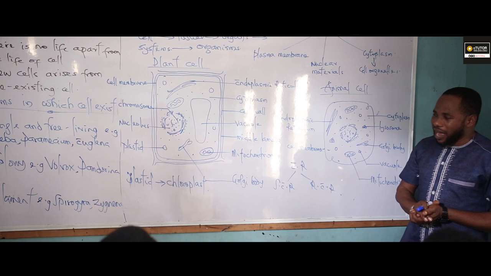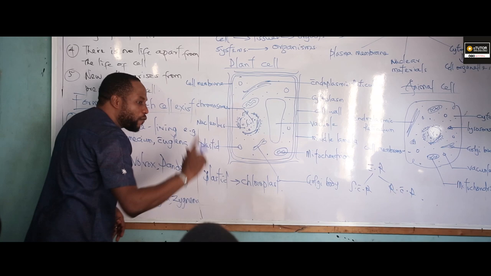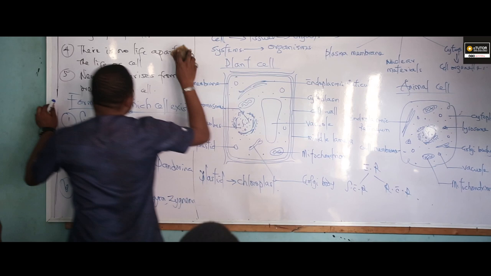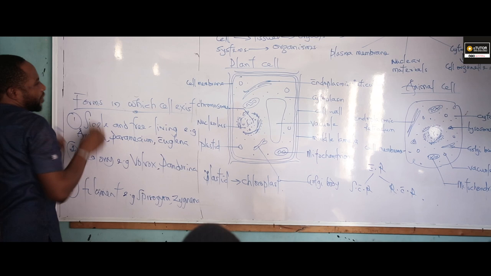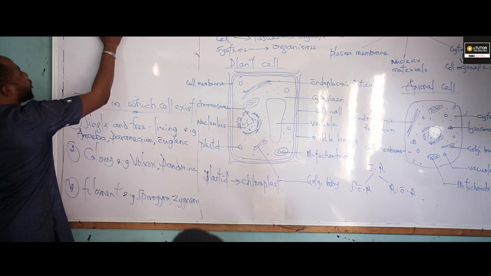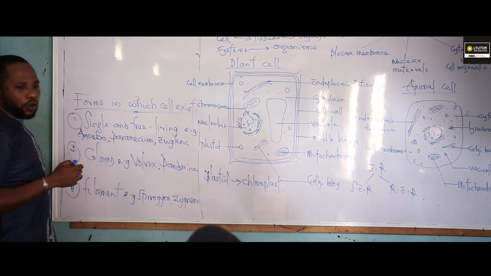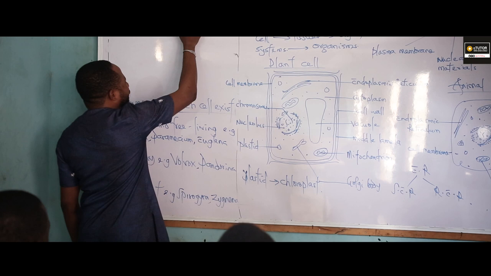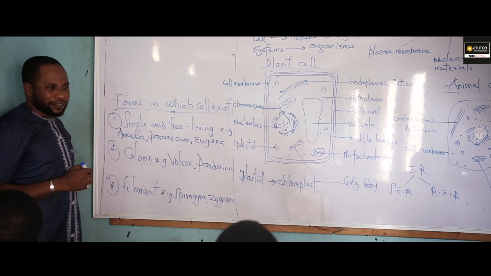Then let's look at the nucleus or the nuclear materials. Under the nuclear materials, the first one is the nuclear membrane. Inside the nuclear membrane, you have chromosome. Now, this chromosome is a rod-like structure that houses a unit of hereditary core, the gene. Are you getting me?